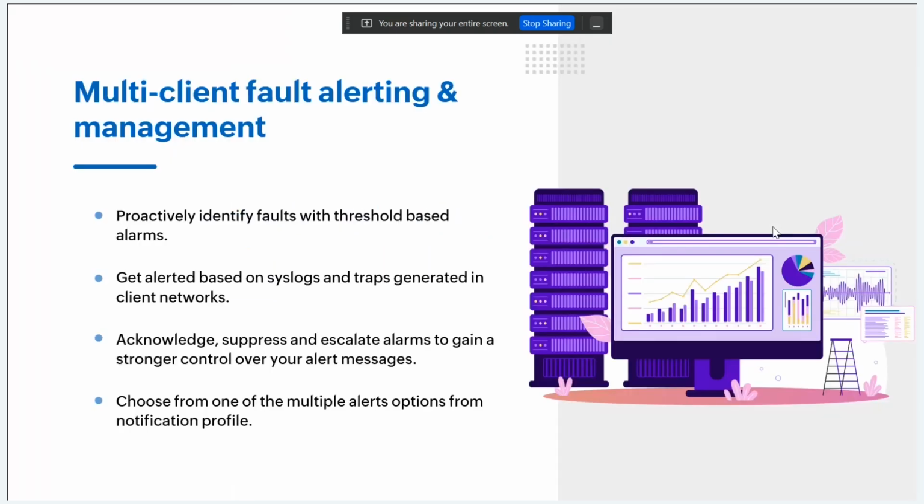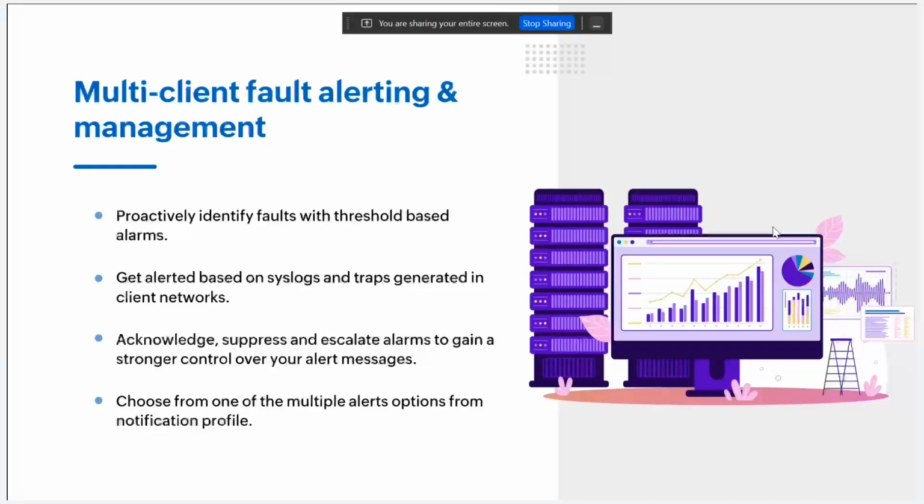With OpManager MSP, you can proactively identify any faults in your client's network with threshold-based alarms. Threshold can be set by two methods. One is by doing it manually, where you can set threshold for a particular metric, let's say CPU utilization, for one device or for multiple devices of the same type. The other method is adaptive threshold, which we'll go through in the next slide.